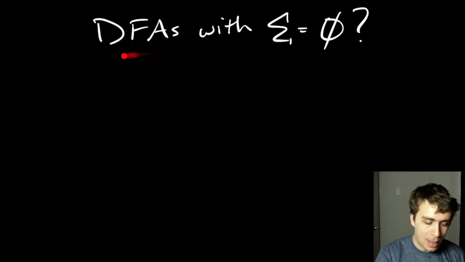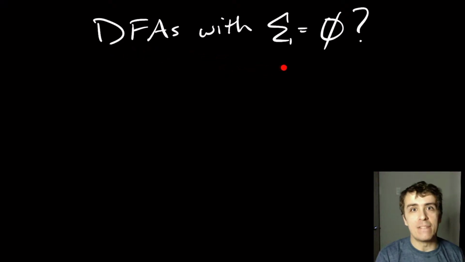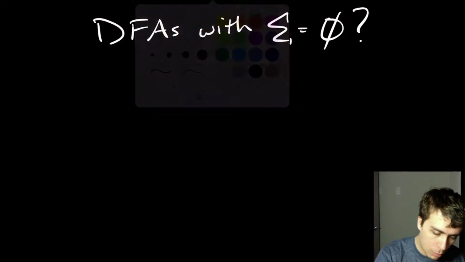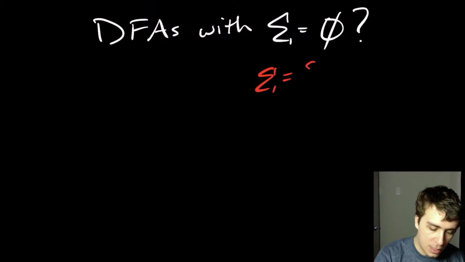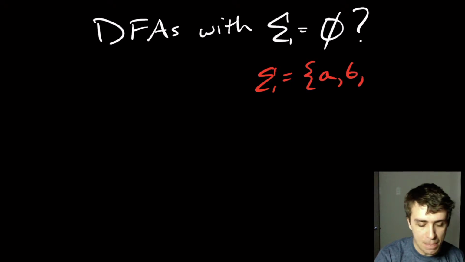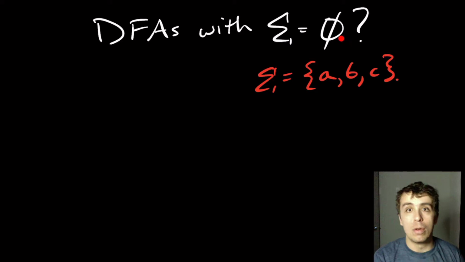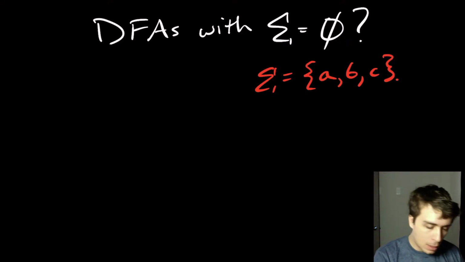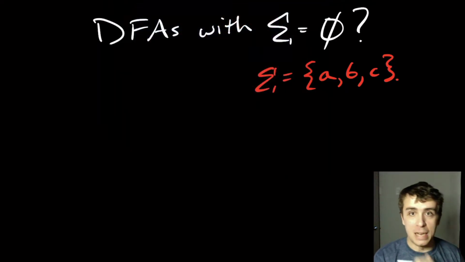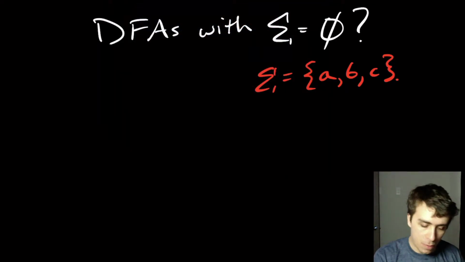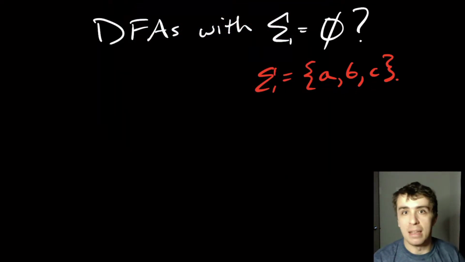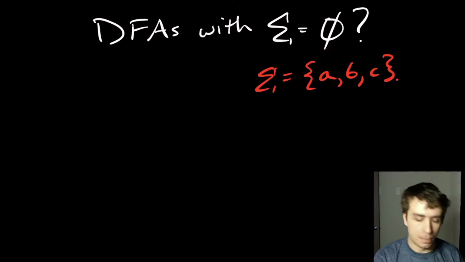So I'm asking the question, what kinds of DFAs can we have with the alphabet of the DFA being the empty set? Usually we have the alphabet of the DFA being like A, B, C or something, but here I'm asking, what if there are no characters in the alphabet whatsoever? And what are the possible DFAs with that? Whereas if you have A, B, and C, you can have infinitely many DFAs. What can you do here?